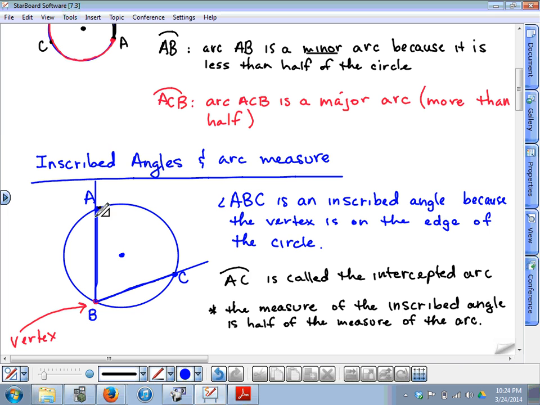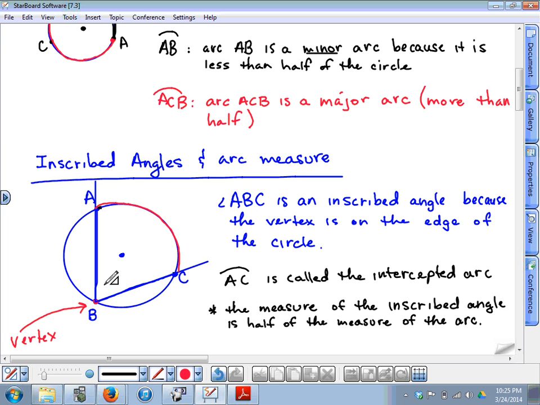So those sides, if we were to extend those sides through the circle, then the arc would start at one side of the angle and it would end at the other side of the angle. That's called the intercepted arc. Now, we've talked a lot about the measure of angles, but what about the measure of an arc? Arcs are measured in degrees as well as angles are measured in degrees. But if it's an inscribed angle, the relationship between the measure of the angle and the measure of the arc is that the angle is half.